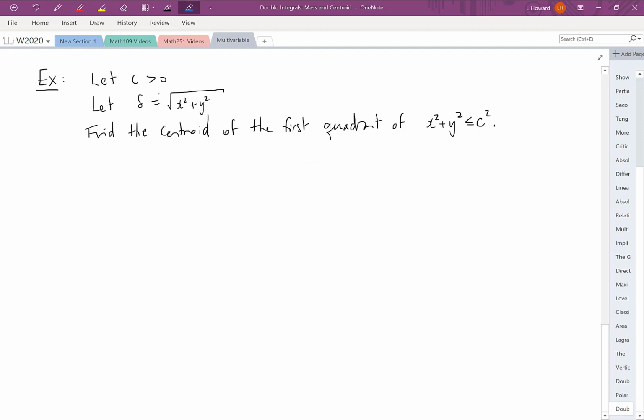So we're going to let C be a positive number. We're going to let our density function equal root x squared plus y squared. And we want to find the centroid of a certain region in the xy plane. Our region is the first quadrant of the disk x squared plus y squared is at most c squared.